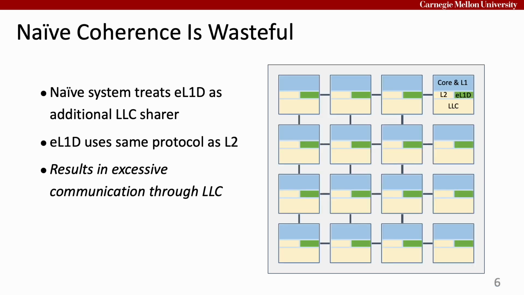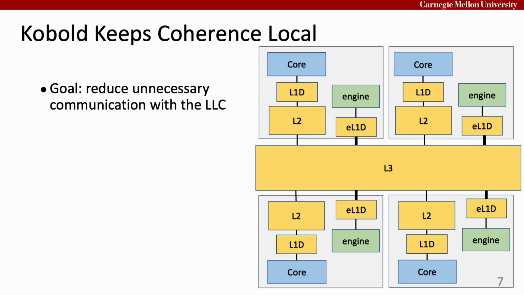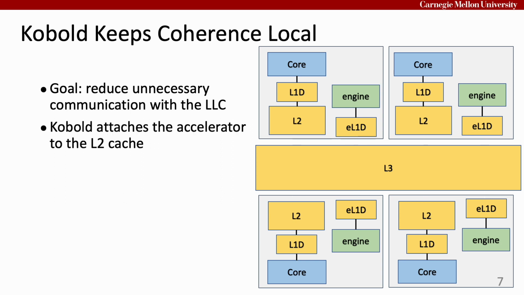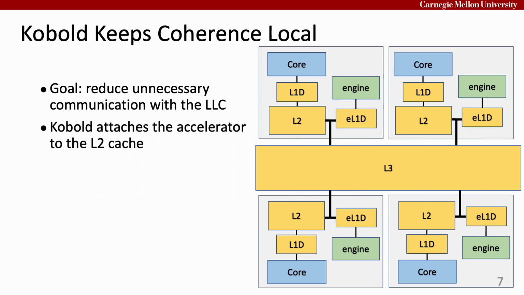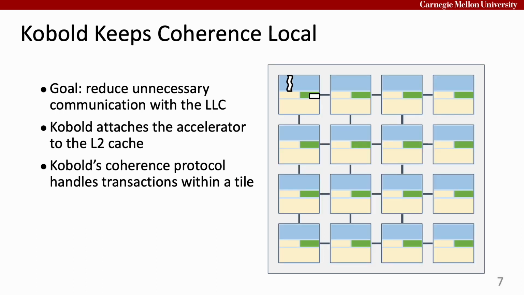In chip multiprocessors, the last level cache banks are often far from the tile, so sending requests through the LLC is quite wasteful when engine and core reside on the same tile. Kobold fixes this problem by attaching the EL1D to the L2 cache, thus reducing communication to the LLC. Now, when the core requests data its local engine holds, the Kobold coherence protocol handles the request within the tile. As we can see from the perspective of the full chip multiprocessor, costly accesses to the LLC are now avoided. Let's see how Kobold achieves this.